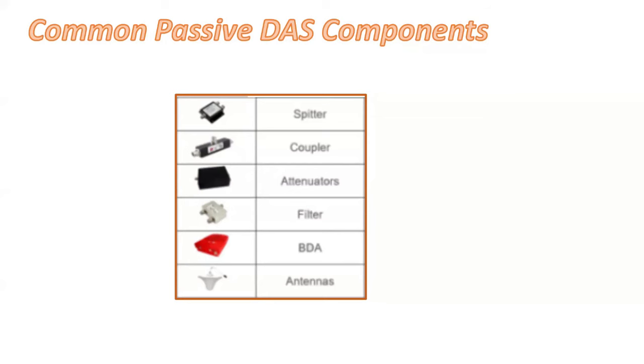And lastly, we have antennas. They receive and transmit the signals over the air, right? Okay, so next is active DAS. Active DAS is mostly used for large buildings. Active DAS is needed for deployment in complex high-traffic areas like airports, big hospitals, stadiums, convention centers, and other structures over, you can say, maybe 250k square feet.